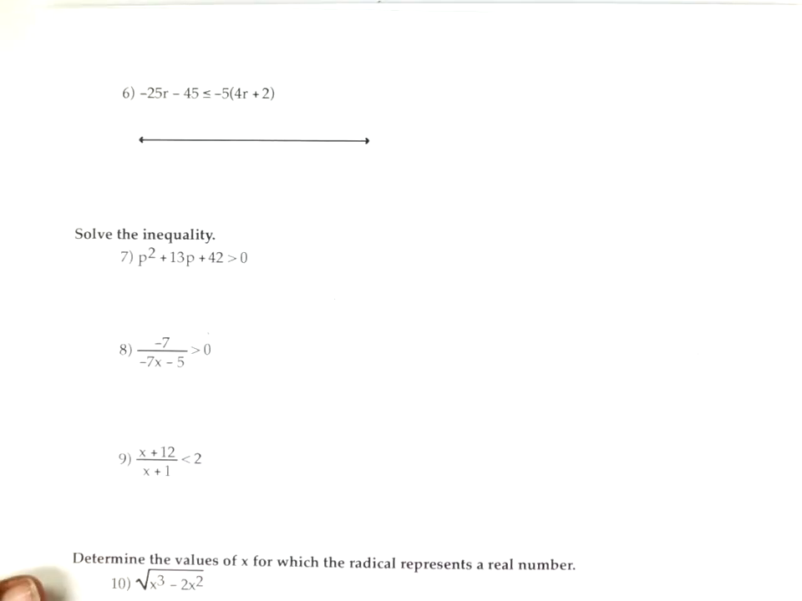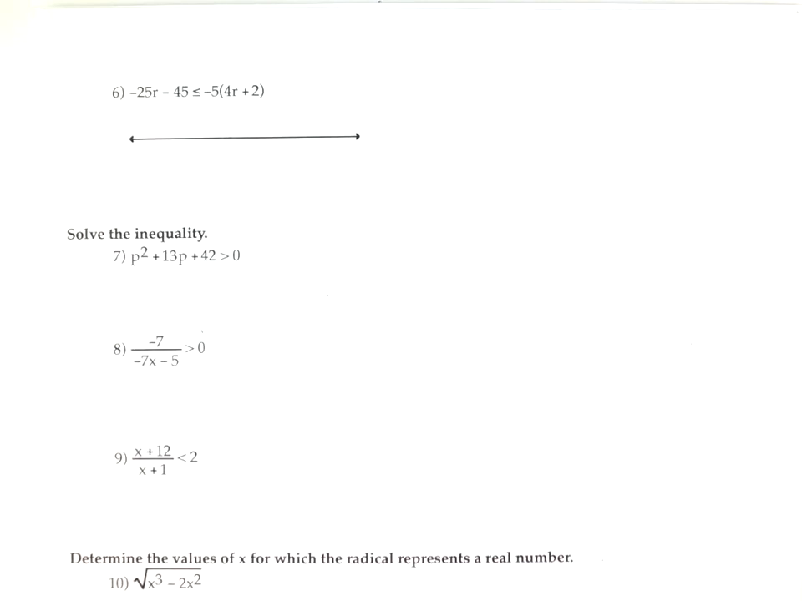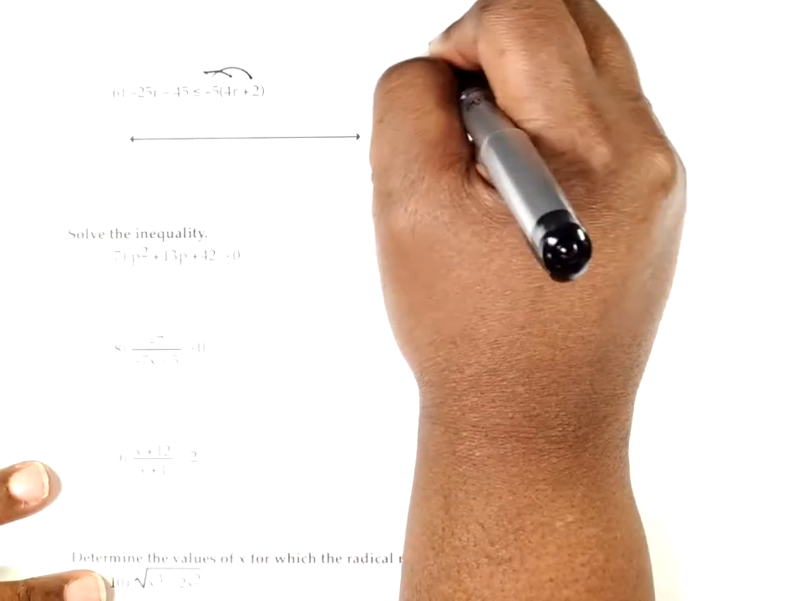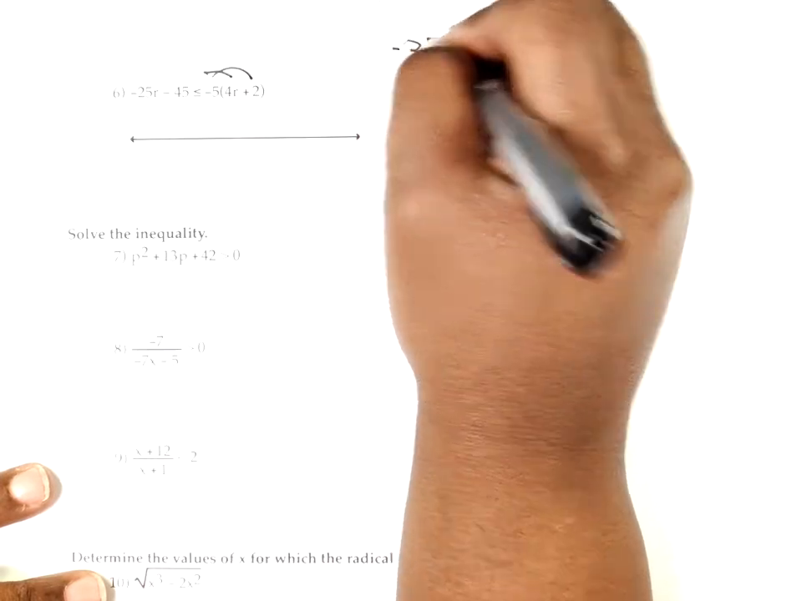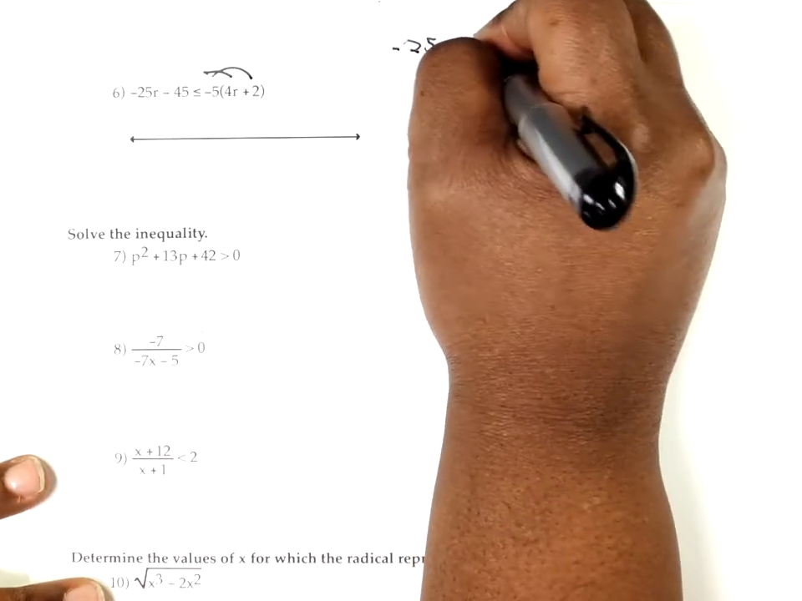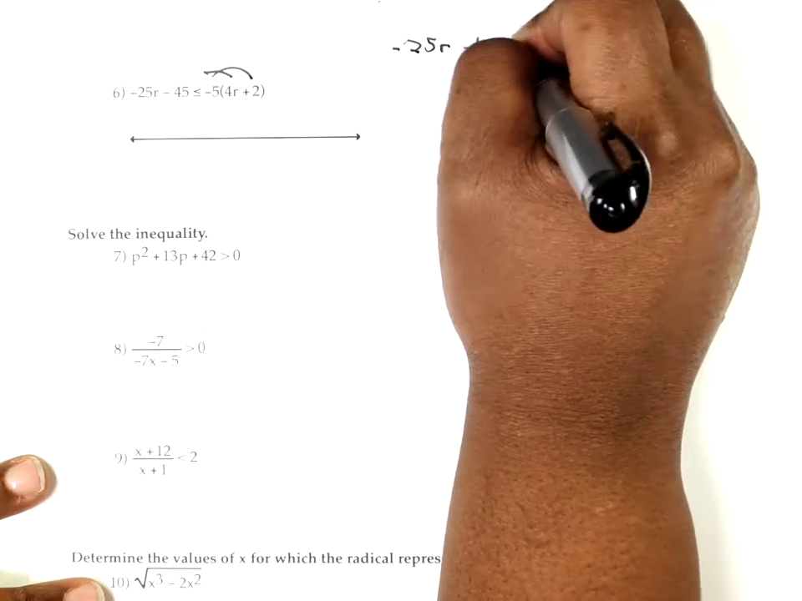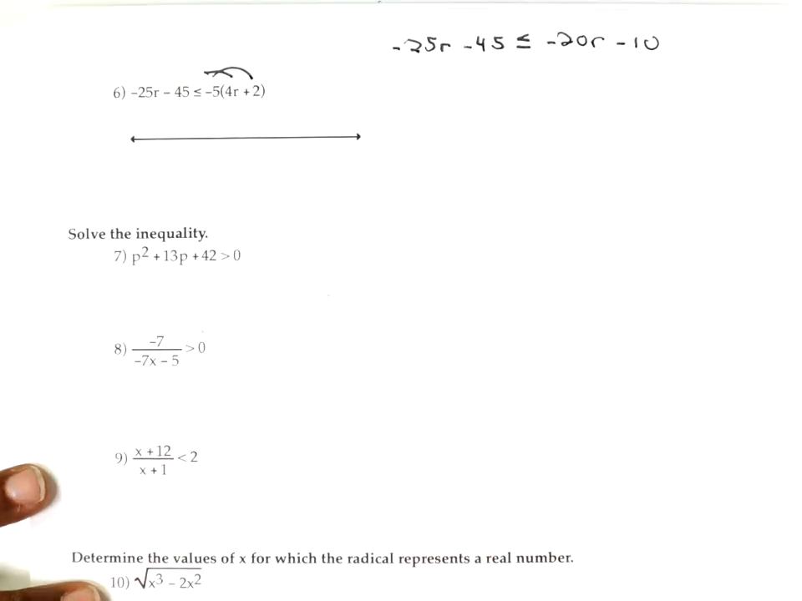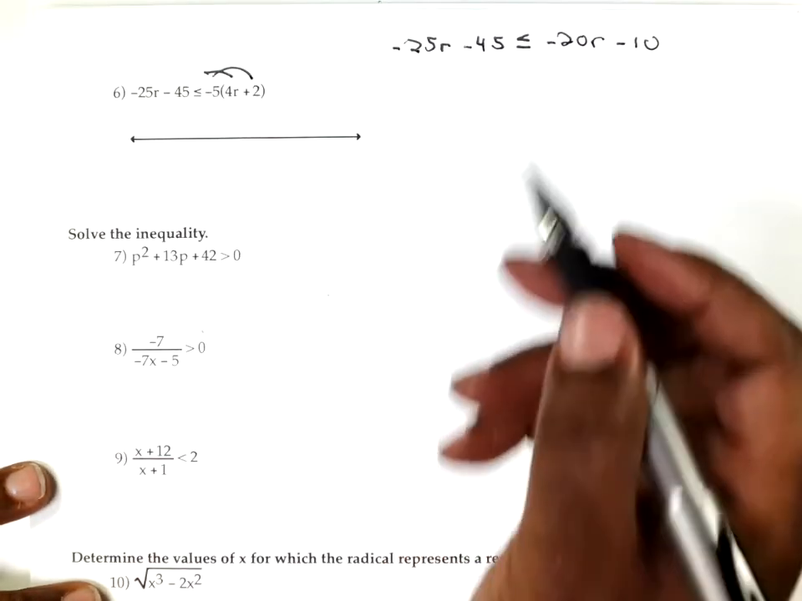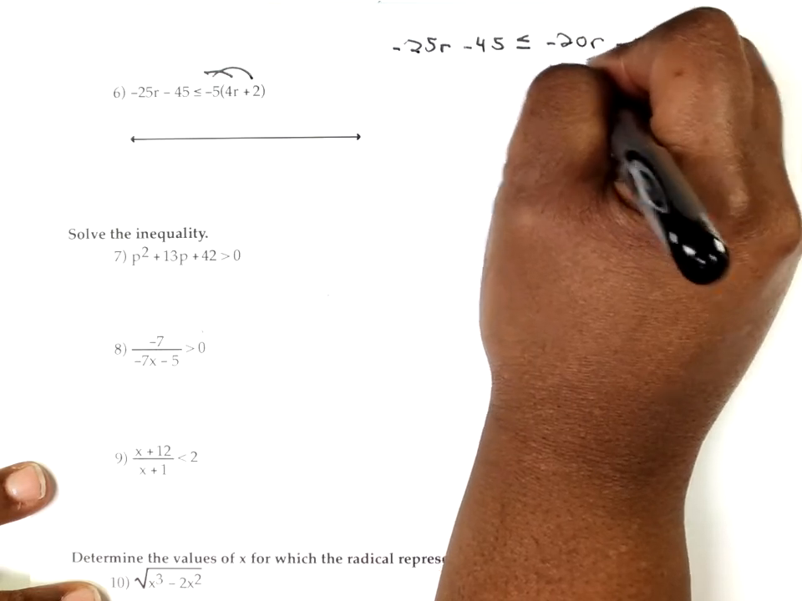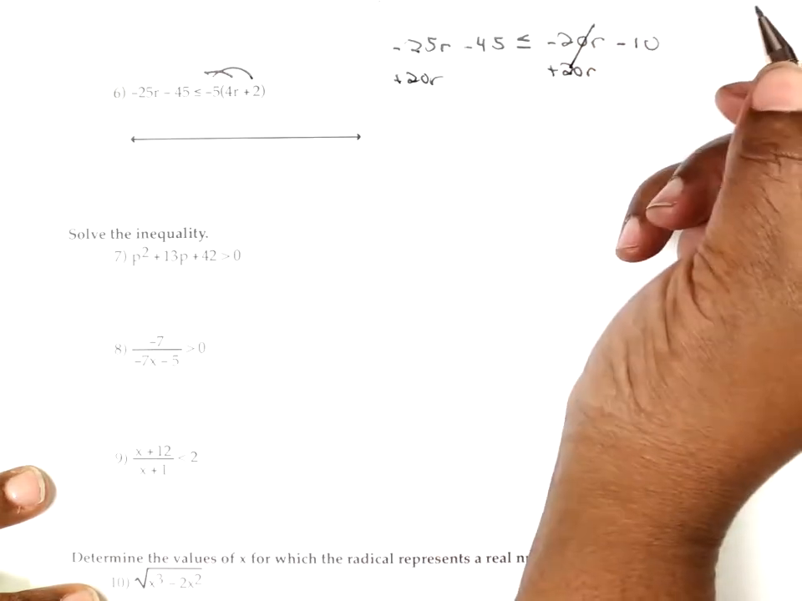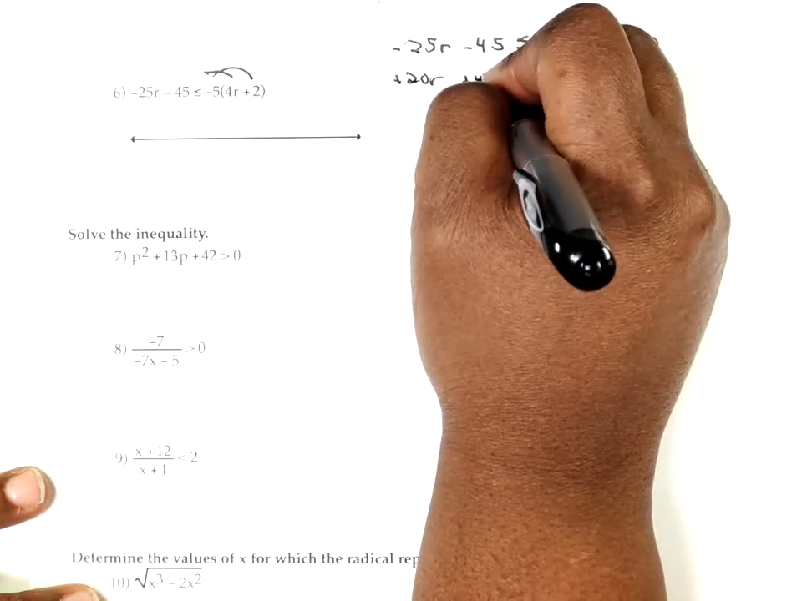Alright, number 6. Again, I'm solving this, and then we're going to shade our solution. So I need to distribute. So I have negative 25r minus 45 less than or equal to a negative 20r minus 10. I have to do the same thing. I need to get my variables on one side, so I'm going to add 20r. And I'm also going to add 45.